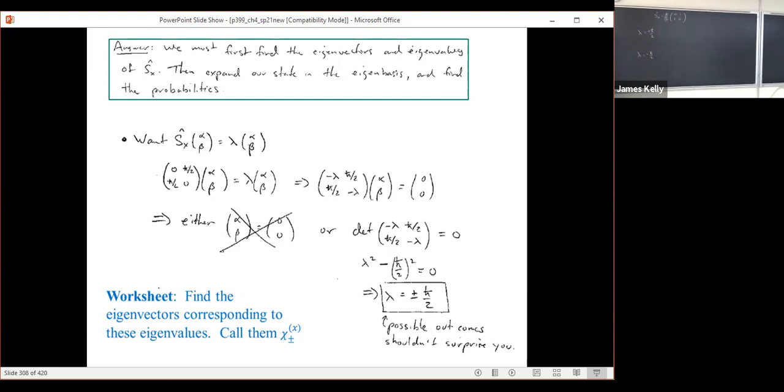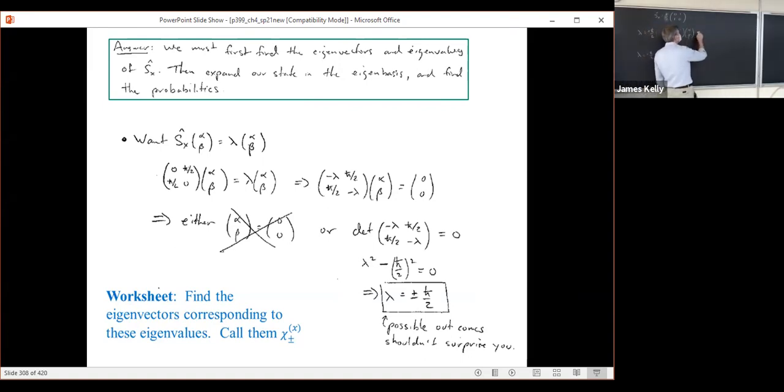So if you're having trouble getting started, remember, once we know our 2 possible eigenvalues, we take them one at a time and we write down Sx, we write down the eigenvalue equation. Sx, which is h bar over 2 times 0, 1, 1, 0, operating on the unknown vector alpha beta, which we want to solve for what alpha and beta are.